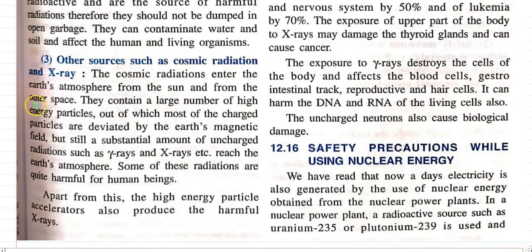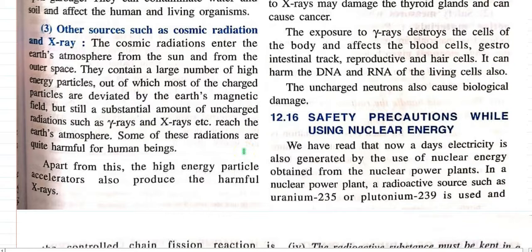And other sources such as cosmic radiation and X-rays. Cosmic radiation means the radiations, meaning gamma radiations or alpha radiations, not beta radiation, coming from the sun or other planets or from other stars. They contain a large number of high energy particles which can be deflected by the magnetic field of Earth. Earth is a large magnet, and this magnetic field of Earth opposes this cosmic radiation from entering the Earth's surface.